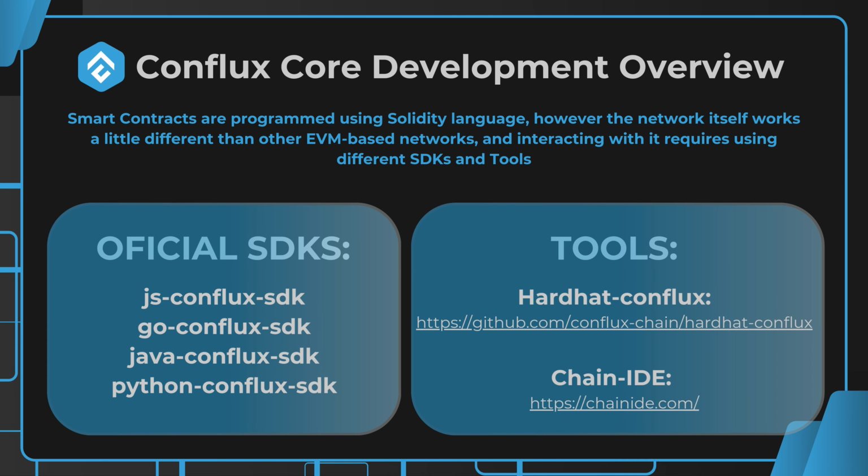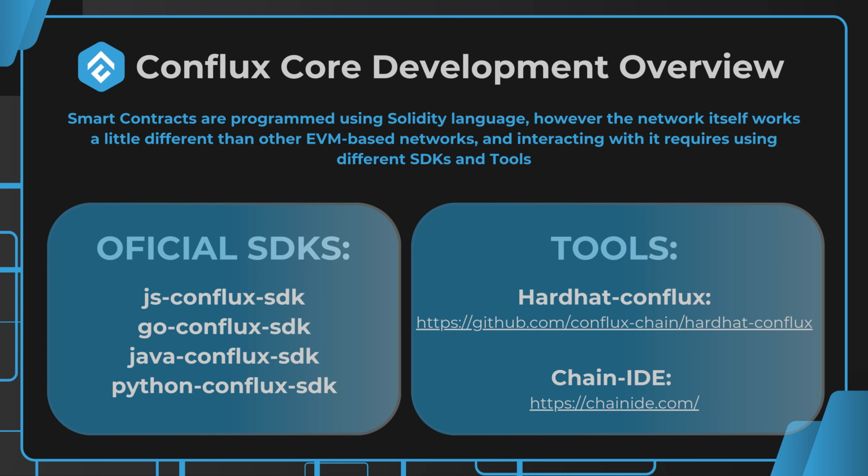Interacting with Conflux Core requires using different SDKs and tools that aren't exactly the same as the ones you use for eSpace. For Conflux Core development, you have several official SDKs available. There are SDKs to develop on Conflux using different programming languages: JavaScript, Go, Java, and Python. These four are available, and they enable you to build applications using the language you prefer.